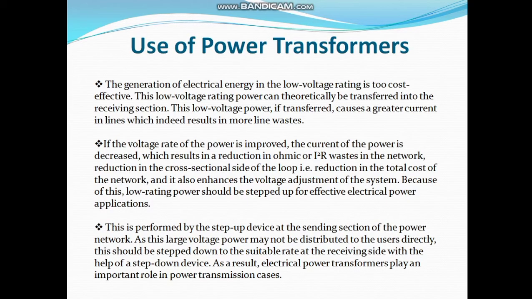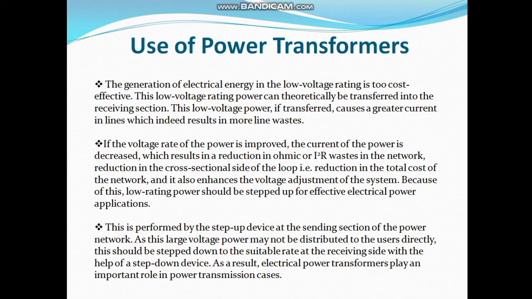Use of power transformer. The generation of electrical energy at a low voltage rating is too cost effective. This low voltage rating power can theoretically be transferred to the receiving section. This low voltage power, if transferred, causes a greater current in the line, which is intended to result in more line loss. If the voltage rate of the power is improved, the current of the power is decreased, which results in a reduction in ohmic or I square R loss in the network.